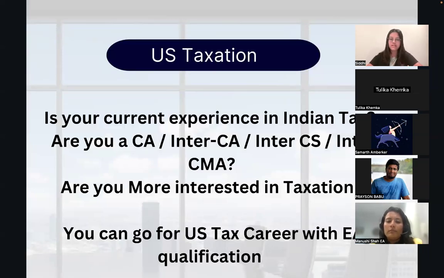Even if you're a CA, Inter CA, or Inter CS already working somewhere, you can start with EA and slowly and gradually go with the Regulations and TCP subjects later on. So it will be a double benefit for you when you start with EA. It will be all about taxes.